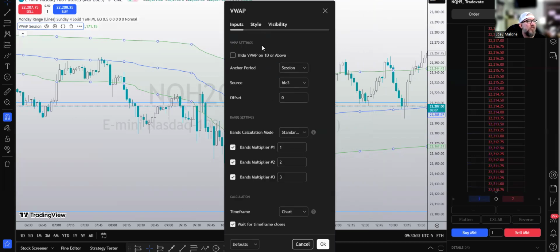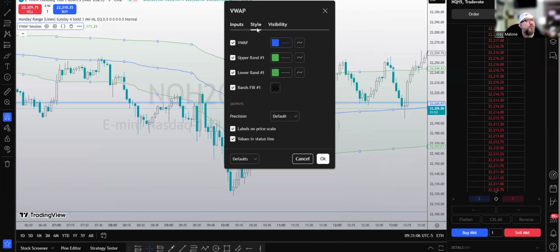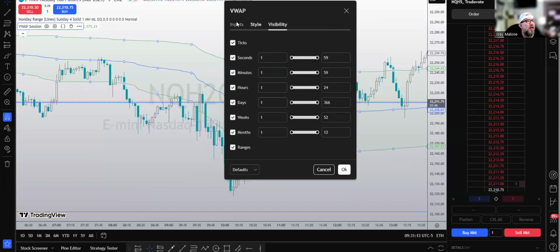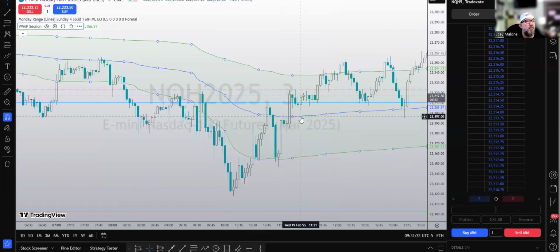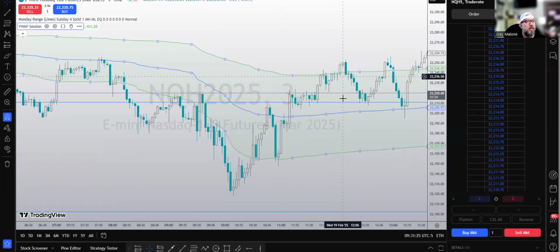The inputs, I don't really change anything with this. Multiplier 1, 2, and 3. These are standard deviations. There are multiple bands. You can have 3 and 4 different bands on this if you want to. I just don't. I don't put the extra bands on it. I leave it the way it comes in. This is the way I leave it. Anyways, this is this chart and then standard deviation.